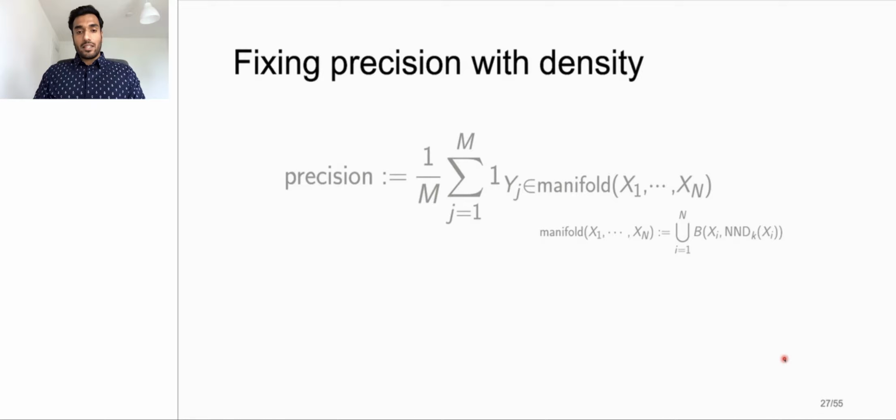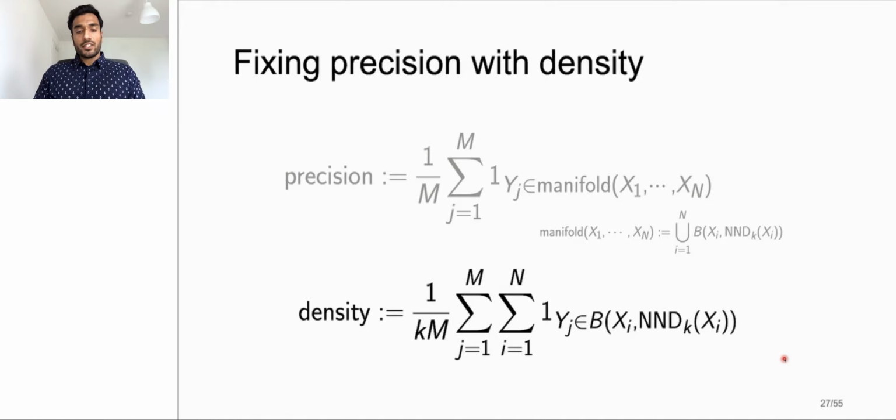If we look at this mathematically, compared to precision, density is a summation over all the generated points, and for every point, we iterate over all the real points and see how many of the real points are close to our generated sample. This is normalized by k and the number of generated points.